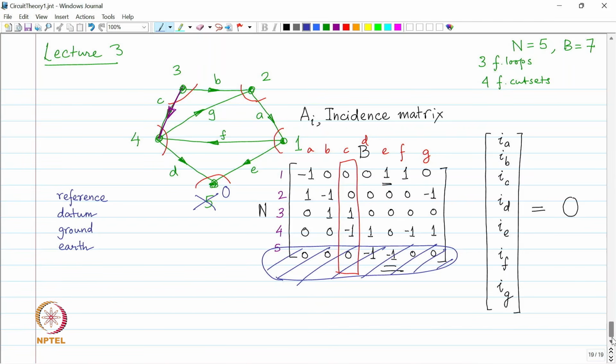Now, if I throw out this last row, what happens to the rest of the matrix? Is it going to be dependent or independent? How do you know that it is independent? Can you prove? That is fine. Can you prove?